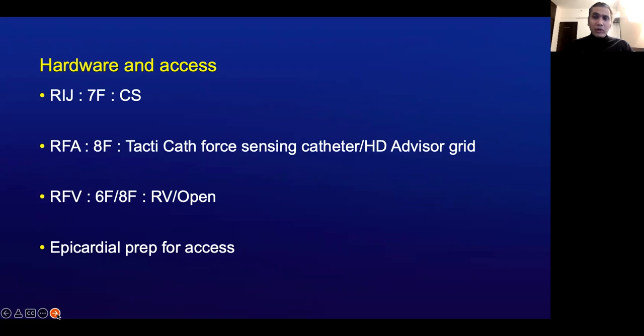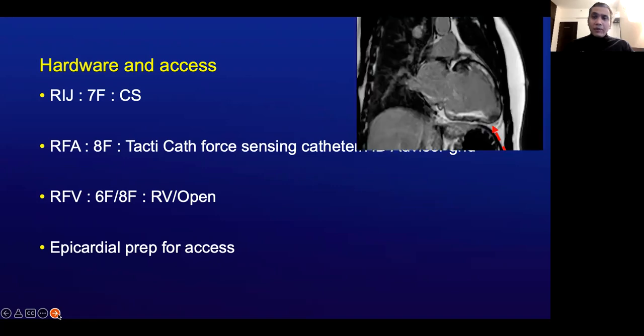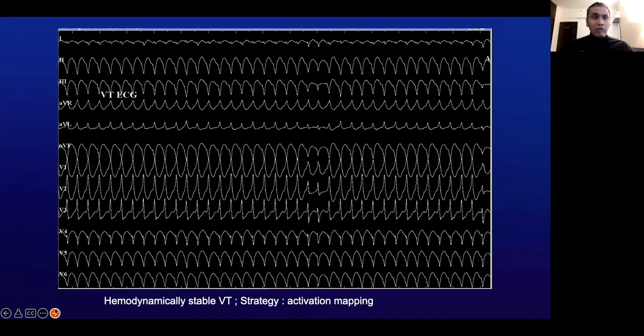We also reviewed the MRI for making sure that we had a good access into the pericardial space. VT was induced very easily by programmed stimulation.